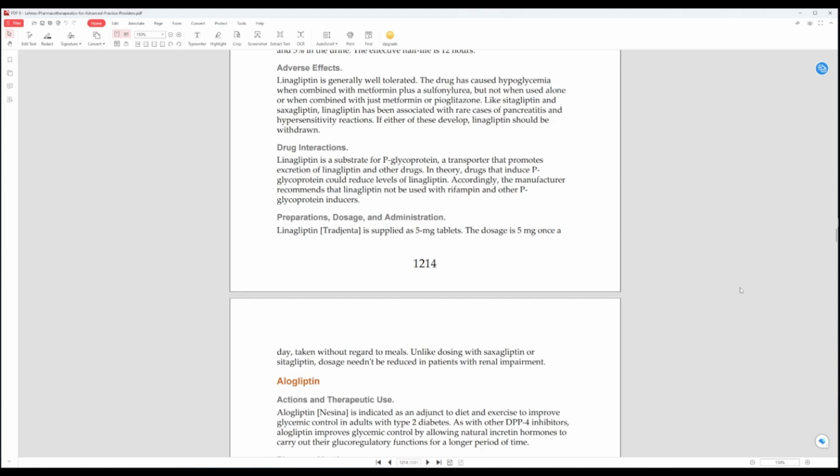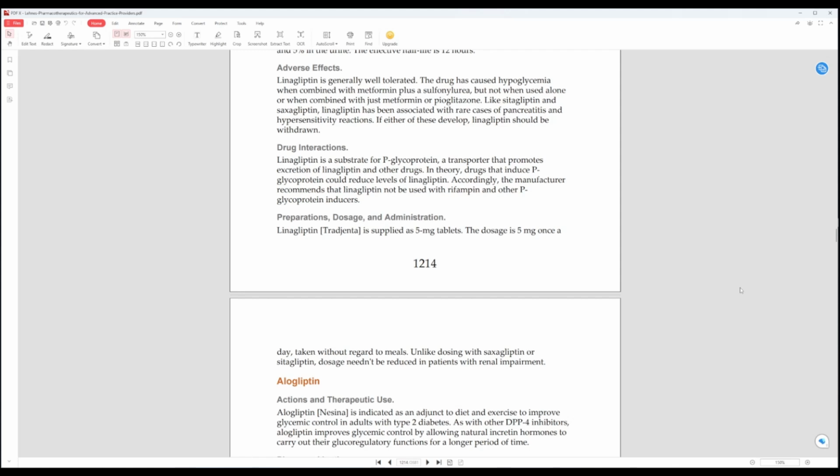Drug interactions. Linagliptin is a substrate for P-glycoprotein, a transporter that promotes the excretion of linagliptin and other drugs. In theory, drugs that induce P-glycoprotein could reduce levels of linagliptin. Accordingly, the manufacturer recommends that linagliptin not be used with rifampin and any other P-glycoprotein inducers.